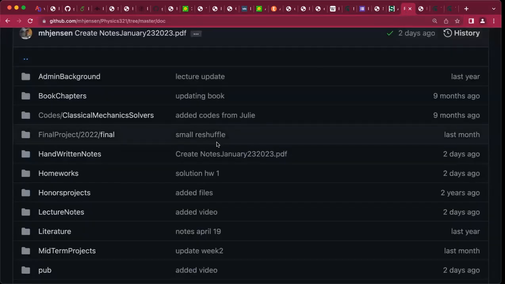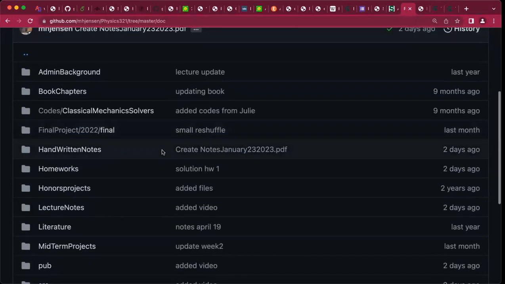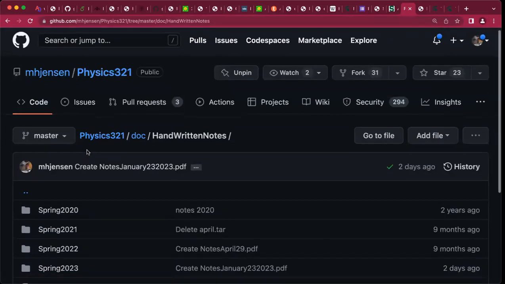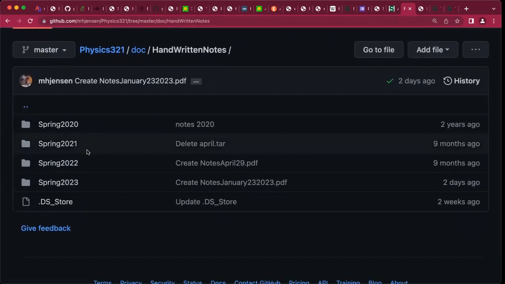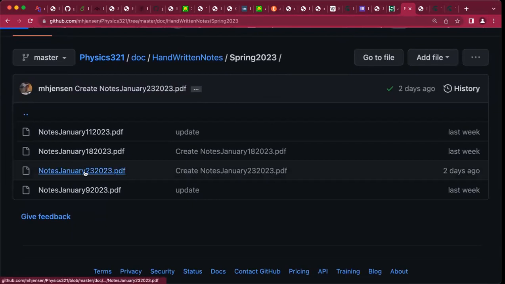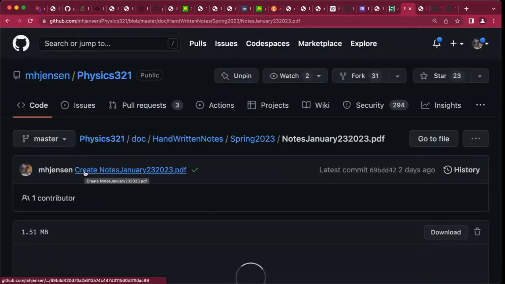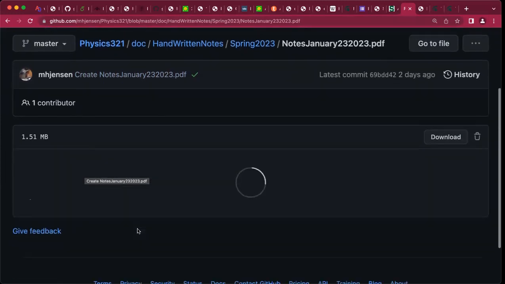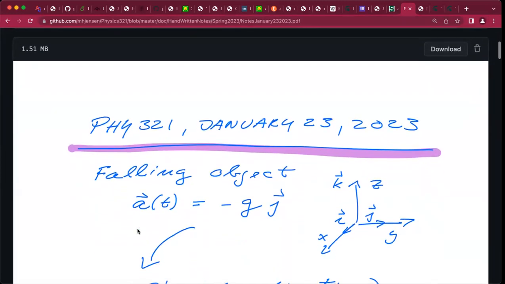The other thing I simply want to do now is to remind you that, in addition to the lecture videos and so on, I also place the handwritten notes, which we produce every lecture, under this folder. For this time it is the spring 23 folder, and from Monday you will find these handwritten notes here, and I just wanted to use that to remind you quickly of what we did on Monday.